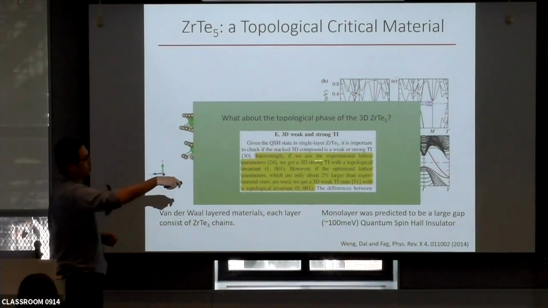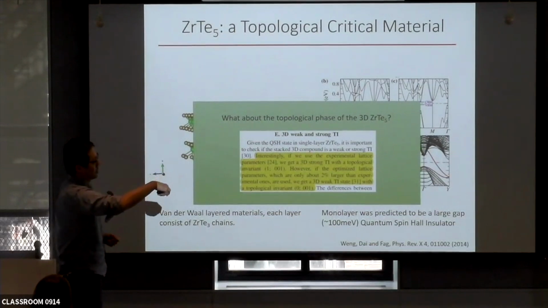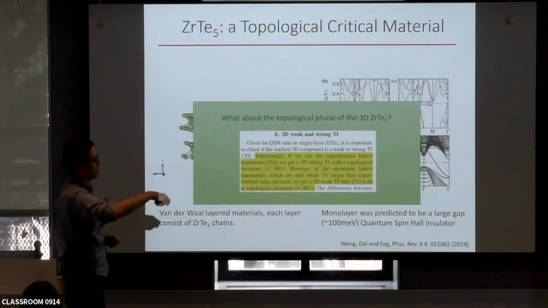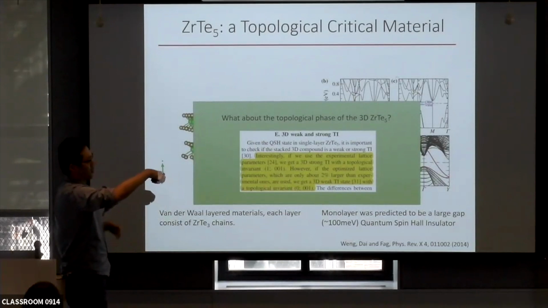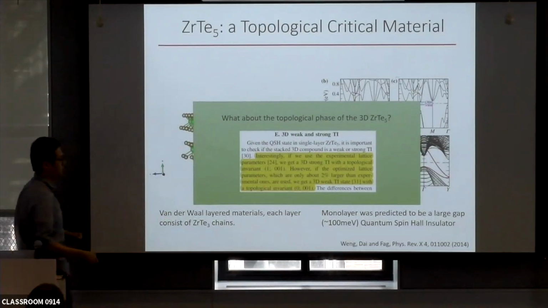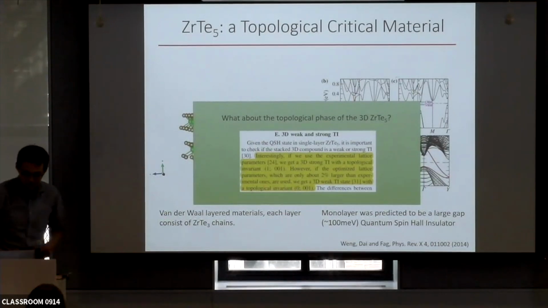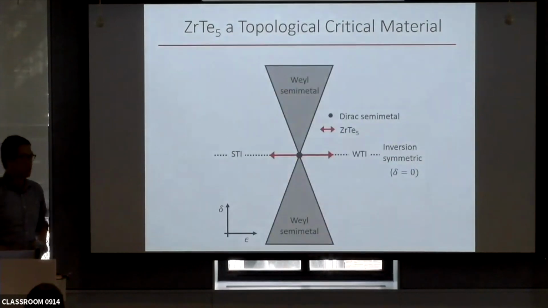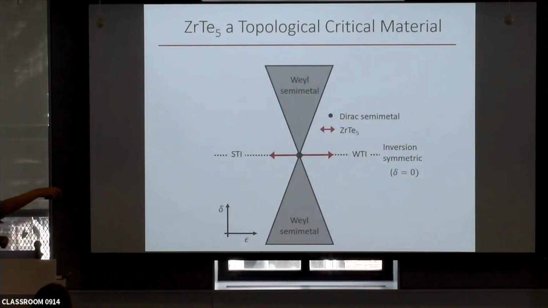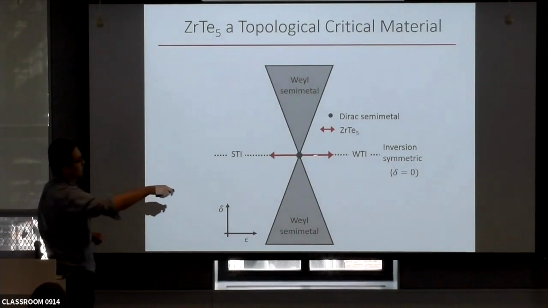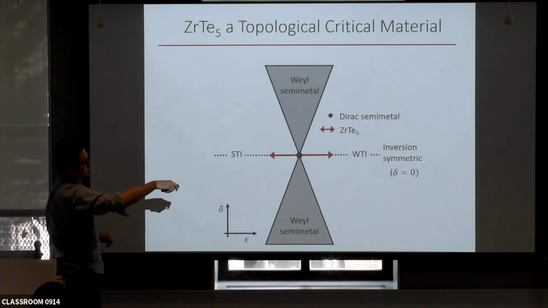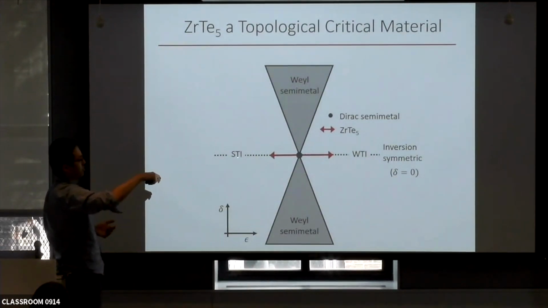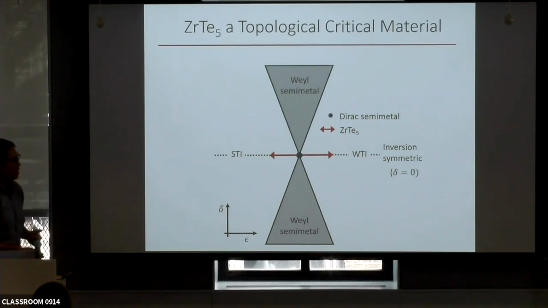When they are using the experimental lattice parameter, they get a result of strong TI, and when they're using a theoretical relaxed lattice parameter, they get a weak TI. So that really puts this material at the critical point in the phase diagram. You can probably easily control it, going from strong to weak topologically, by some right tuning parameter. And then likely this can be controlled by the lattice constant.